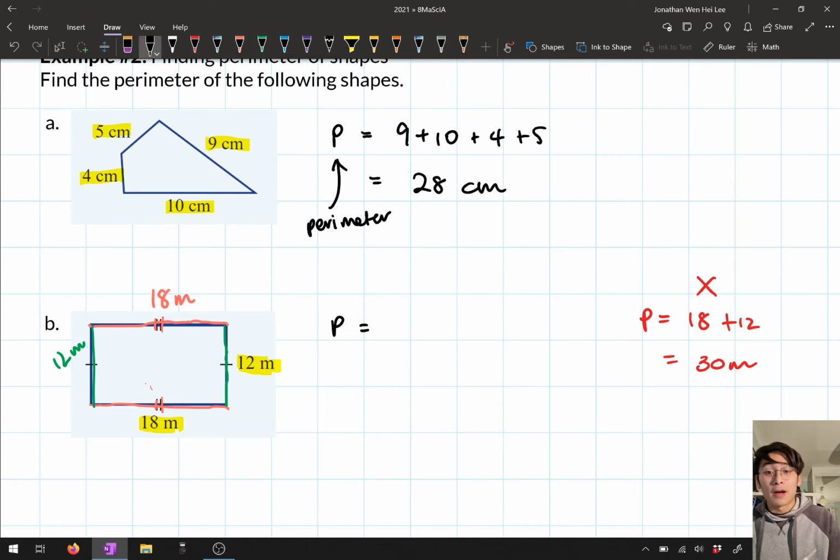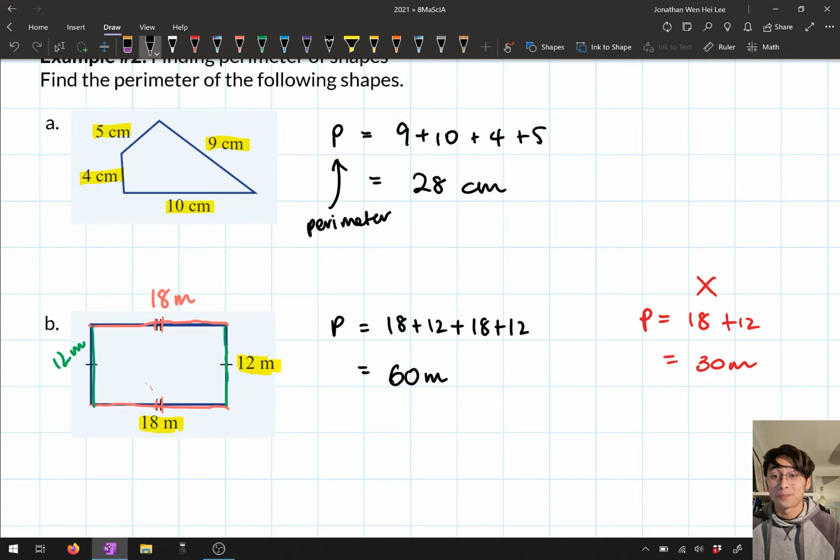And so when I'm wanting to find my perimeter, all I need to do is go, okay, 18 plus 12 plus 18 plus 12. And that equals, when we add that all together, 60 meters altogether.